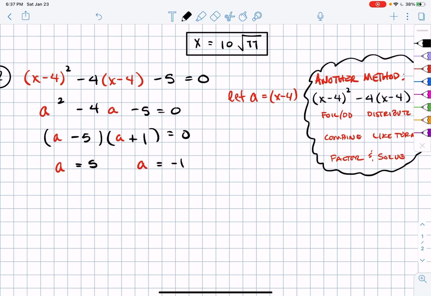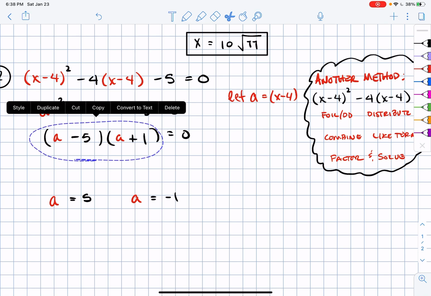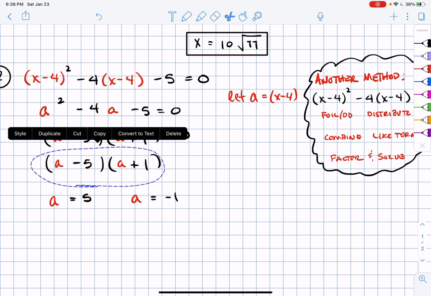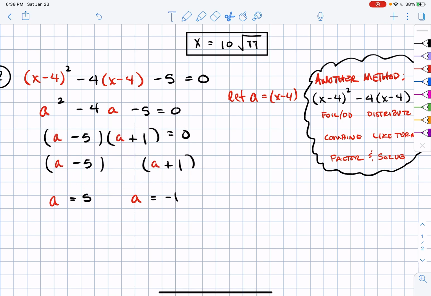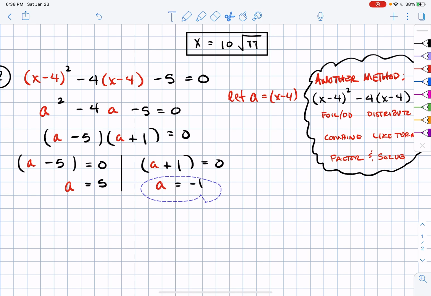One of the parts that I skipped here is the fact that after you get the factors done, what you want to do is take each factor and set it equal to 0, so that this way you have that. Okay, so there's my two answers.